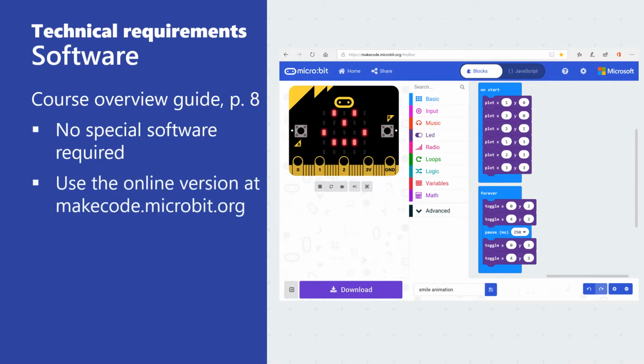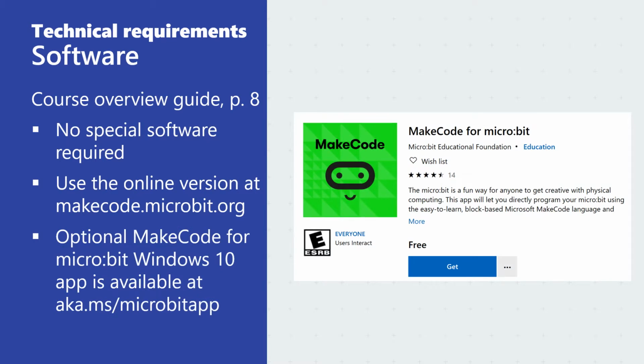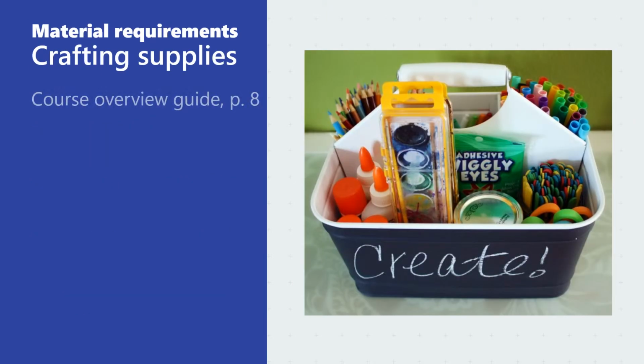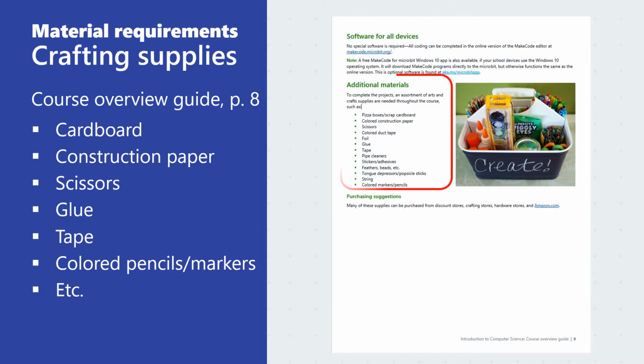No special software is required because all coding can be done in the online version of the MakeCode editor at makecode.microbit.org. If your devices use a Windows platform, another option is the free MakeCode for Microbit Windows 10 app found at aka.ms/microbit app. To complete the projects, an assortment of arts and crafts supplies are also needed. See the guide for a complete list and purchasing suggestions.